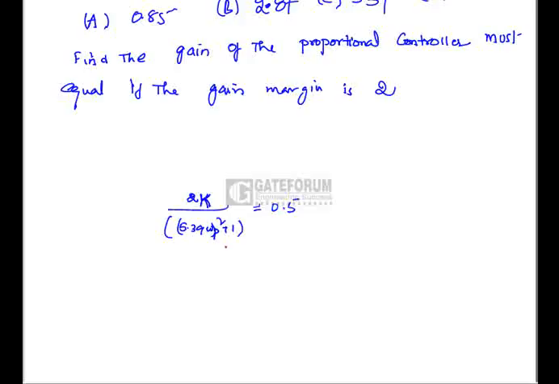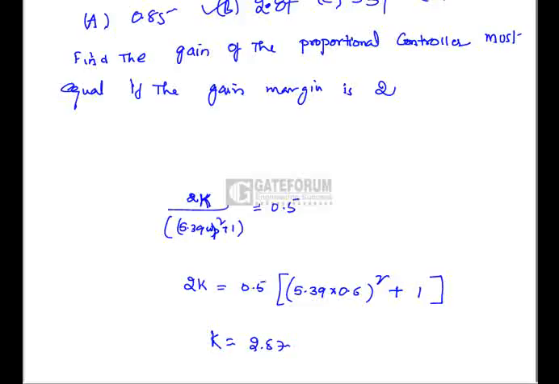Omega is nothing but the phase crossover frequency, so we substitute. So 2k over (5.39 into 0.6 whole square plus 1) is 0.5. If we solve this equation, we will get k as 2.87, which is option B.